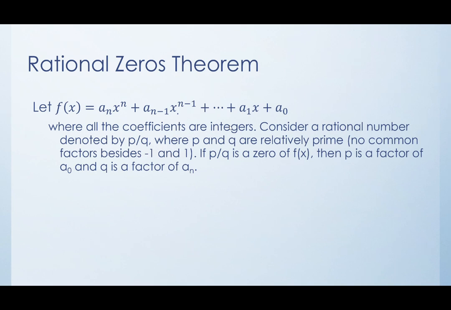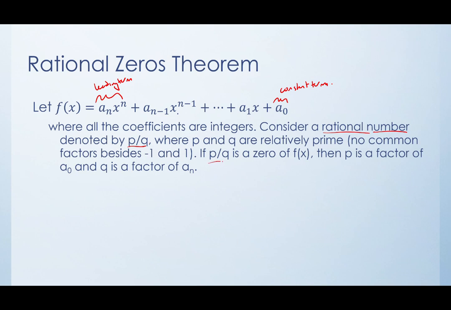In this case, we've got a very generic polynomial. We've got our leading term, which is a sub n, x to the n, the highest power in the polynomial. And of course, we've got our constant term, and everything in the middle. So this theorem says, special case, the coefficients all have to be integers, and they have to be real. So we are looking at rational numbers denoted as p over q, where p and q are relatively prime, which means they have no common factors besides negative 1 and 1.